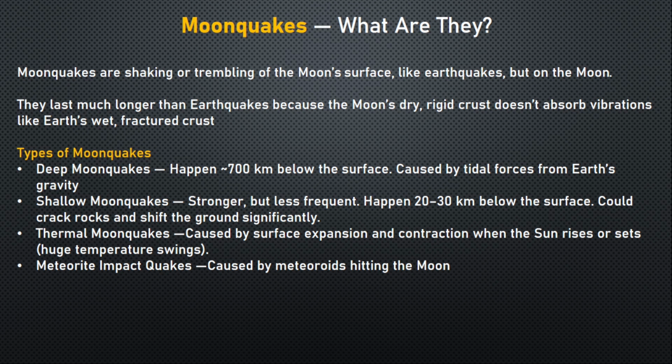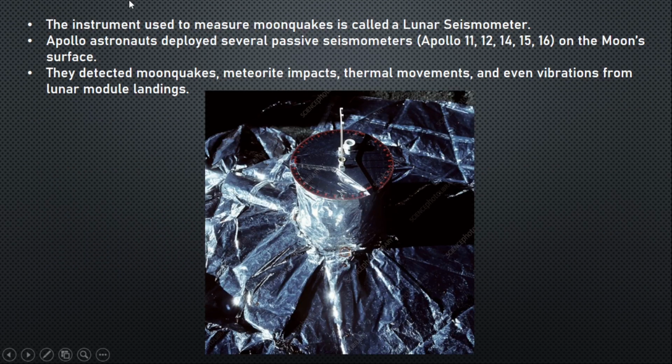Then we have meteorite impacts, the huge meteorite impacts, those big ones. When they land on the moon, they can cause moonquakes. The instrument we use to measure these moonquakes is called the lunar seismometer. They were placed on the moon by the Apollo astronauts at different sites by different missions on the moon's surface. They are used to detect moonquakes, meteorite impacts, thermal movements, and even vibrations from lunar module landings. So here's a picture of the lunar seismometer.